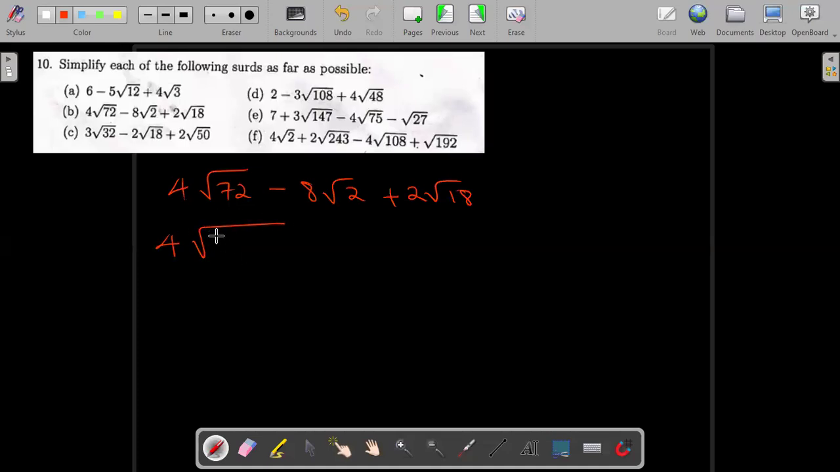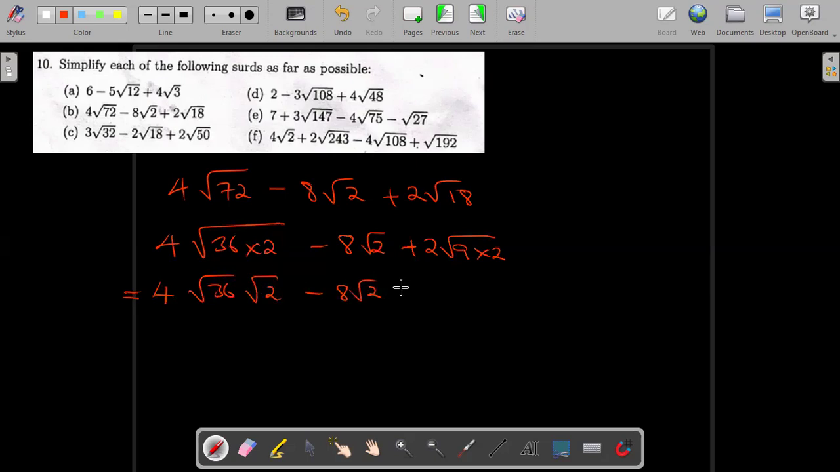So observe that here we have 4. We can write this 72 as 36 by 2, so this will be 36 multiplied by 2. Then minus 8 root 2 plus 2. Then the 18 can be written as 9 by 2. So you have 4 square root of 36 square root of 2, minus 8 square root of 2, then plus 2 square root of 9 square root of 2.